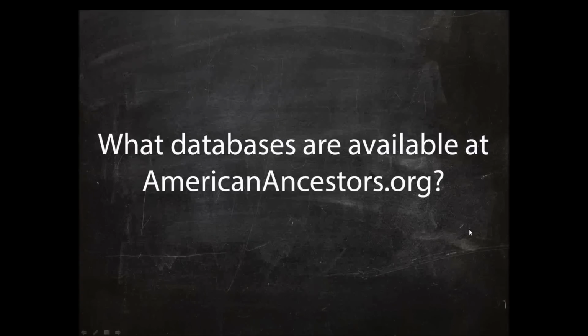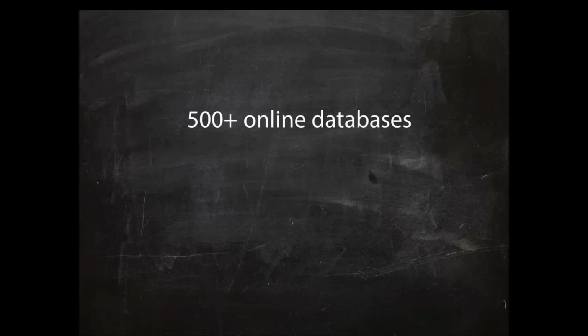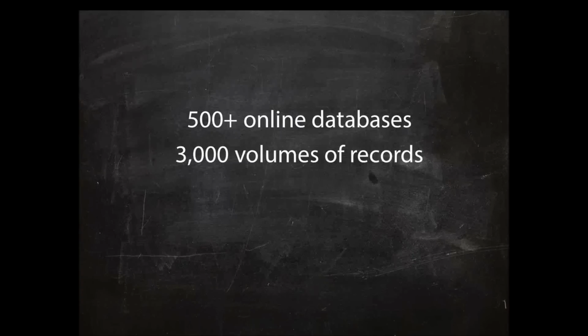So now that we're logged in, what sort of resources do we have access to? The resources we have here at AmericanAncestors.org include over 500 online databases, and this comprises about 3,000 volumes of digitized records, and that makes up over 125 million records, with more being added and revised every single week.